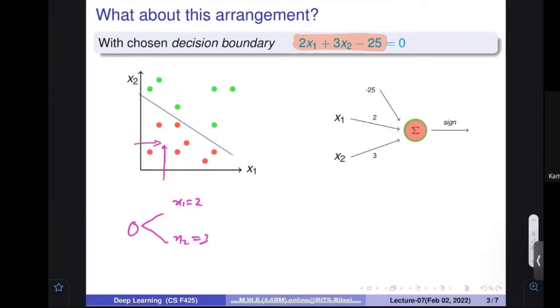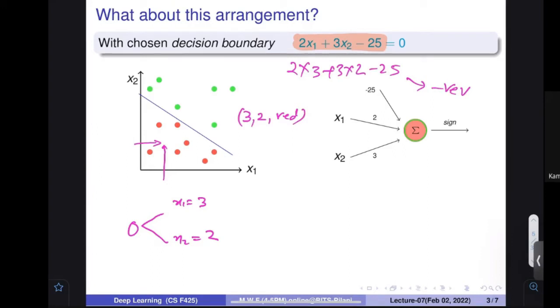I would put it into this particular equation. I should not take 2 3, let me take 3 2. So x1 is equal to 3, so I would put here 3 plus 3 multiplied by 2 minus 25. It comes out to be some negative value. So ultimately you can find out the classification of an item that has x1 and x2 as 3 and 2 as red.